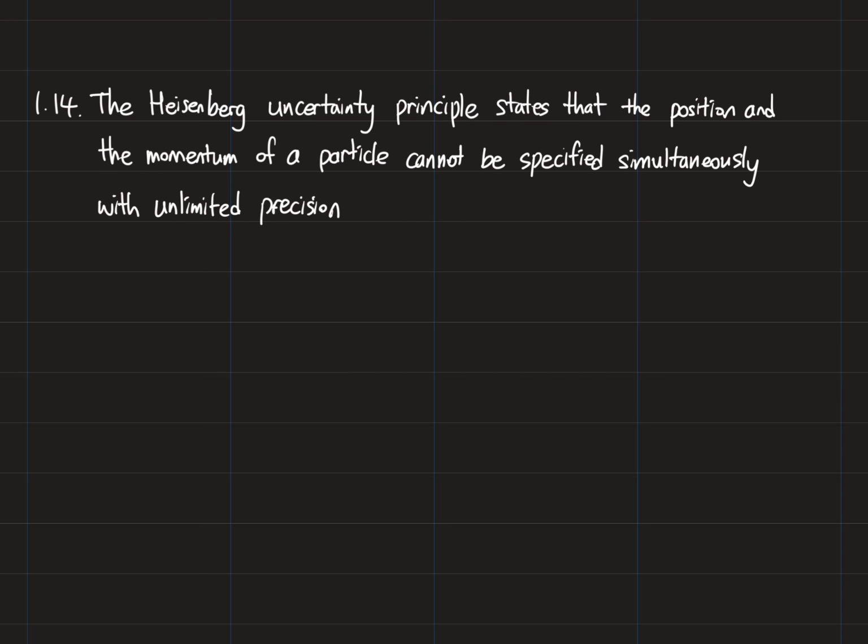Section 1.14, which is the last subsection in chapter 1, is about the Heisenberg uncertainty principle. The title is: the Heisenberg uncertainty principle states that the position and the momentum of a particle cannot be specified simultaneously with unlimited precision. This is a quite interesting principle, so let's take a look at it very closely.